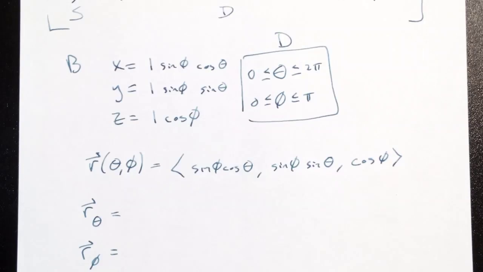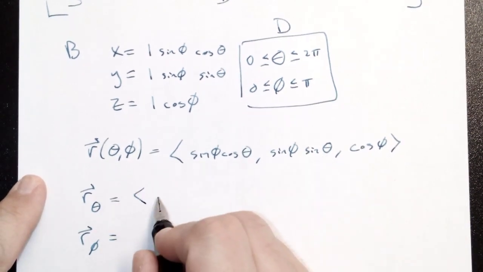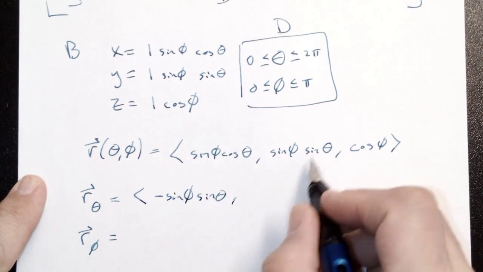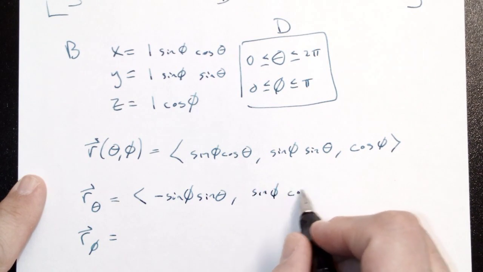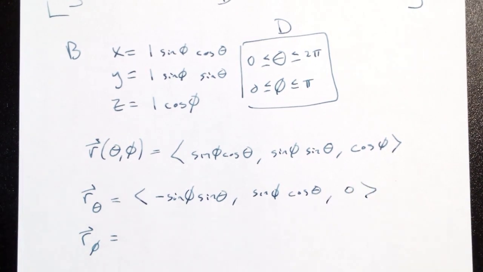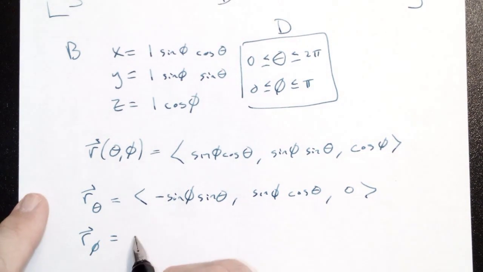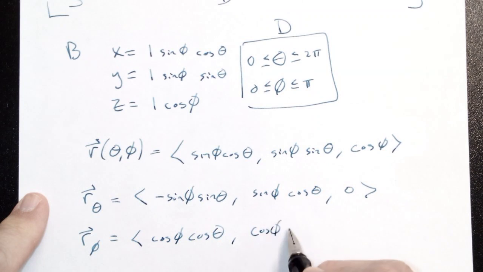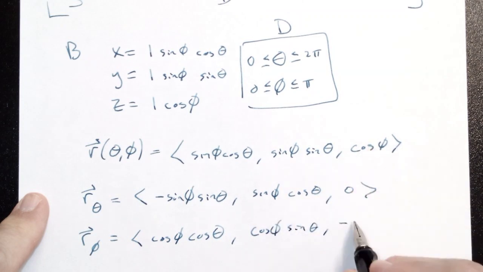Now, the problem is that from here on down, there's a lot of ugly, nasty trig work involved. I take the derivative with respect to theta. The derivative of cosine is minus sine. I take the derivative of sine, I get cosine. There's no theta here at all, I get a 0. I now take the derivative in phi. The derivative of sine is cosine. The derivative of cosine is minus sine.